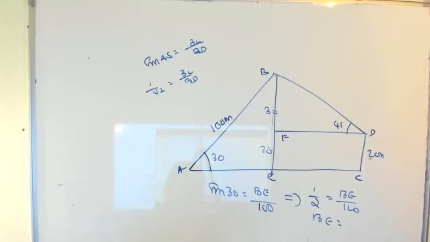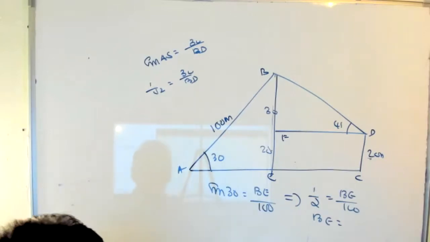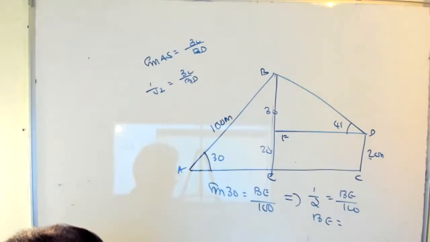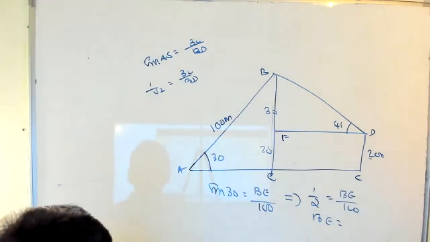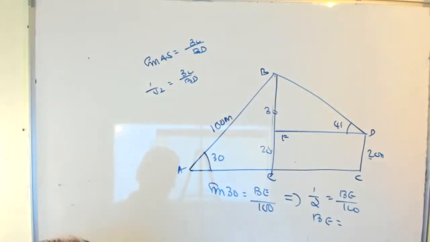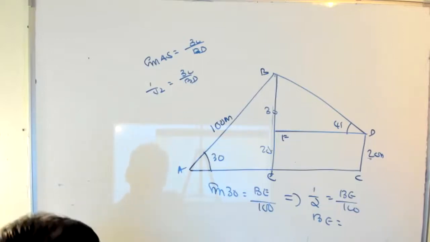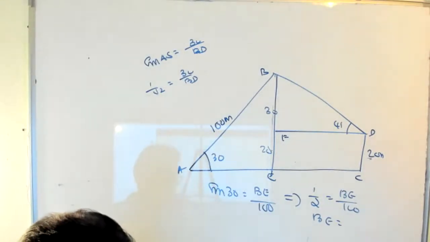A man standing on the deck of a ship, which is 10 meters above water level. He observed the angle of elevation of the top of a hill as 60 degree.